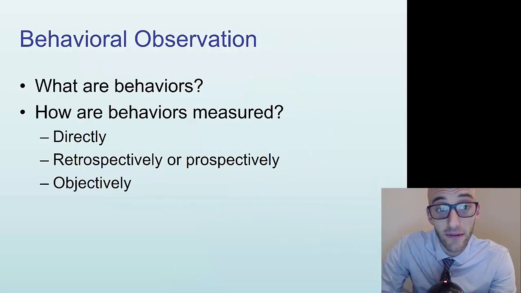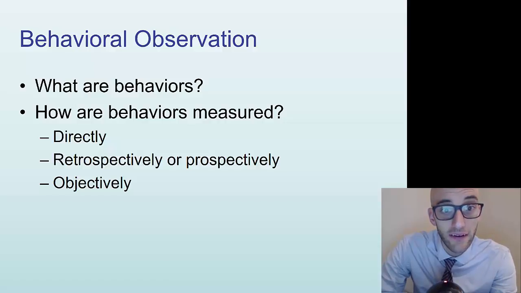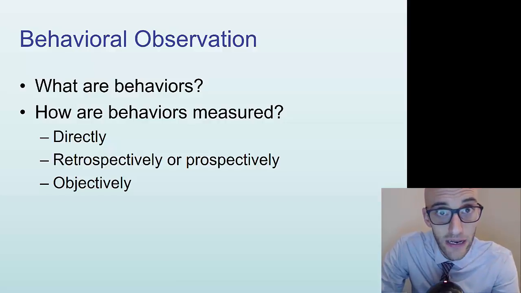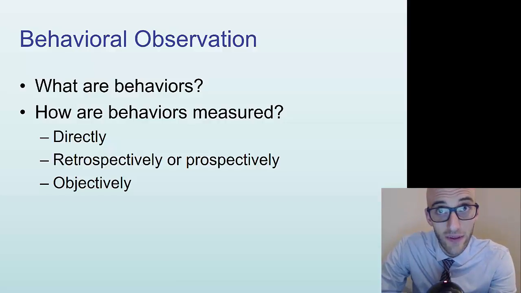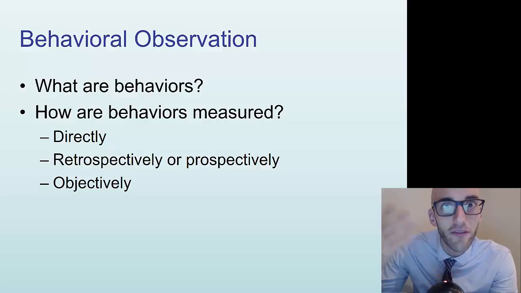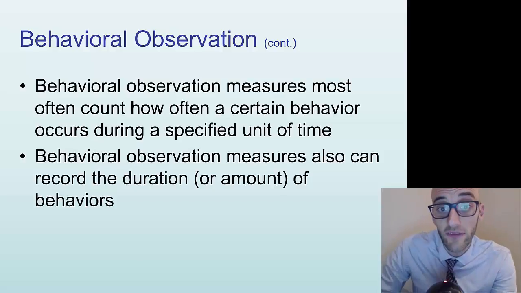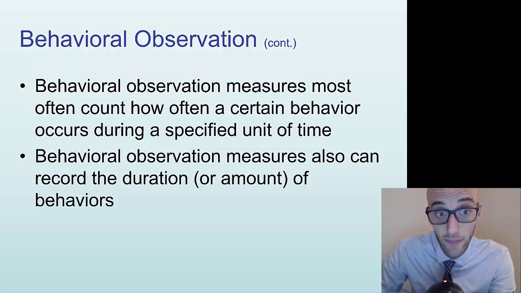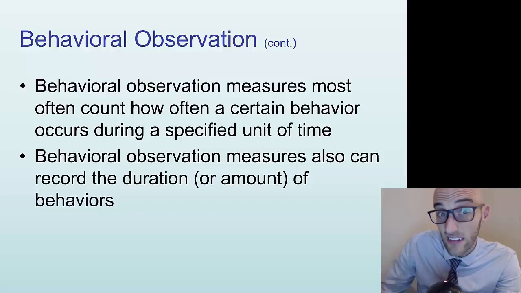Regarding behavioral observation, what are behaviors? Behaviors can be observed directly, retrospectively, or objectively. Behaviors can be just about any action that a human does, really. There's some debates over whether even thoughts are behaviors. So there are many mental behaviors in there, like the number of negative thoughts someone has about themselves per day, for instance. Behavioral observation measures most often count how often a certain behavior occurs within a specified period of time. Behavioral observation measures also record the duration or the amount of the behavior. So we could think about number of minutes spent exercising per day, minutes of sleep per night. Those are all behaviors specified within a certain time frame.